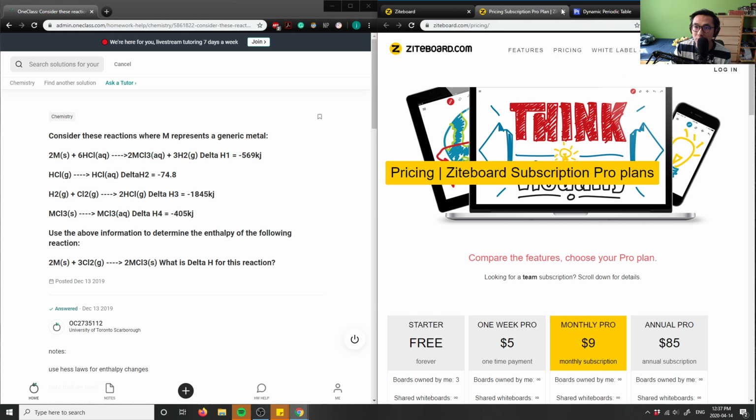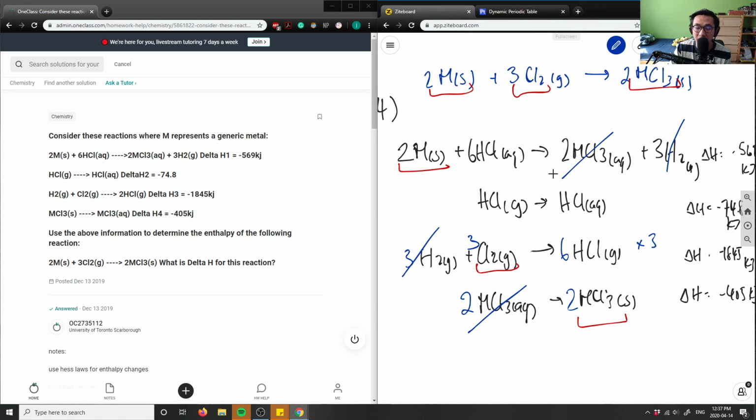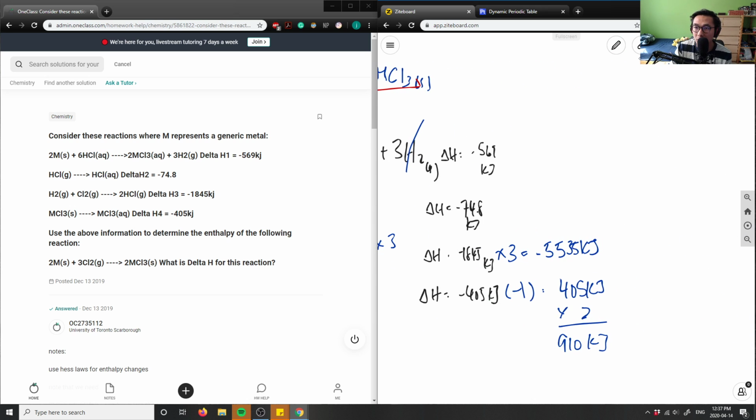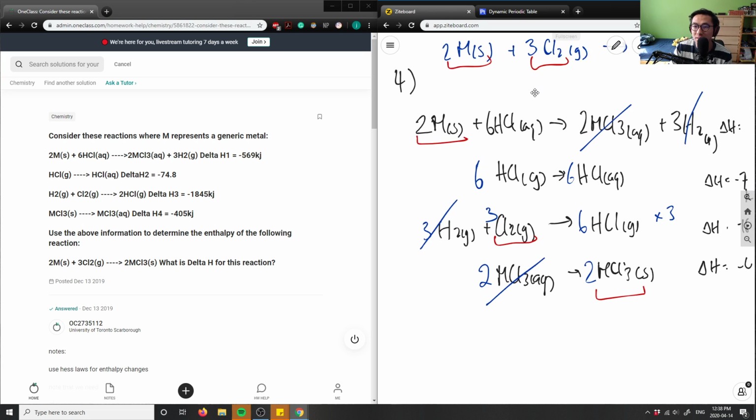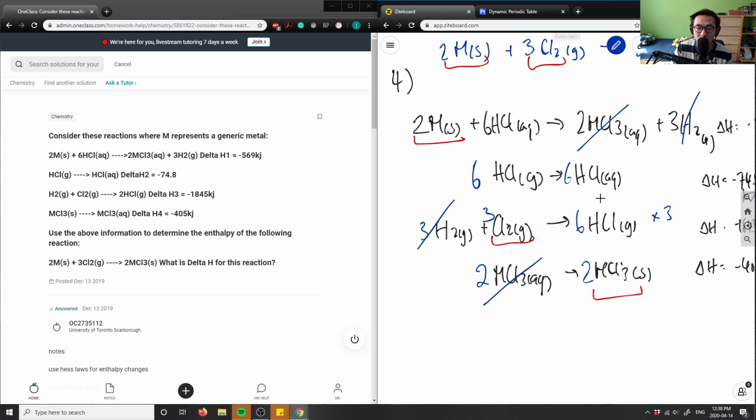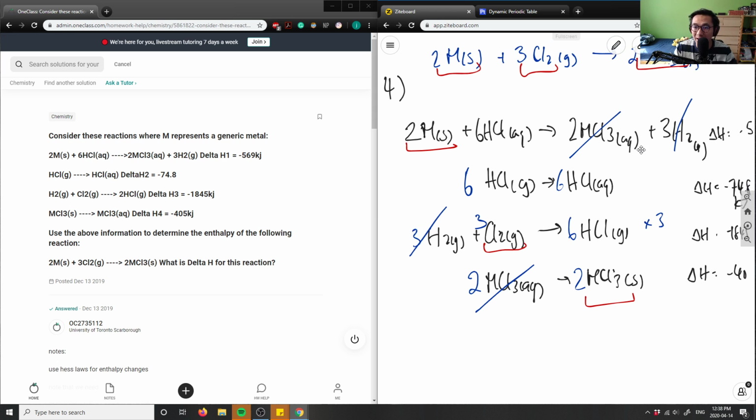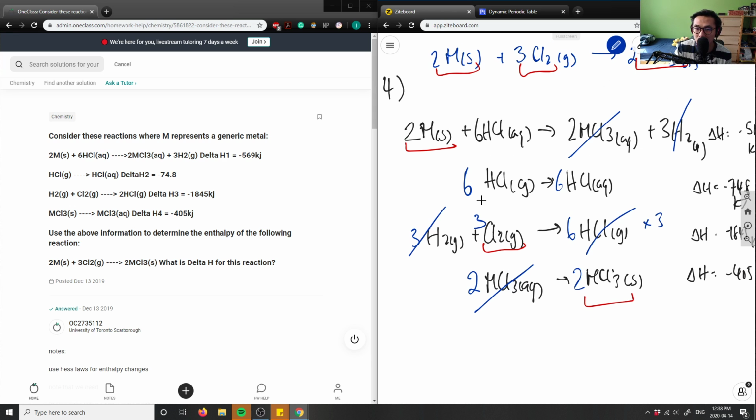So I need to multiply this entire second equation by 6 in order for me to cancel it out. So let me multiply here by 6 and 6, which changes the enthalpy from negative 74.8. I'm going to multiply that entire thing by 6, which will give me negative 448.8 kilojoules. And what that does is that allows me to cross out, I have hydrogen chloride gas and hydrogen chloride gas, so I can cross these two out as well.